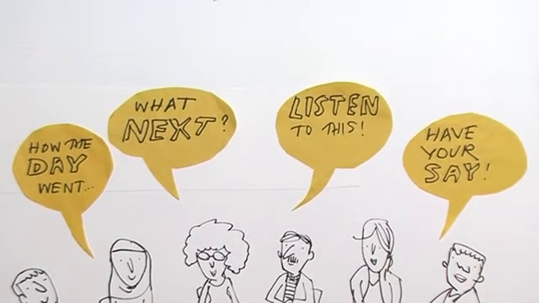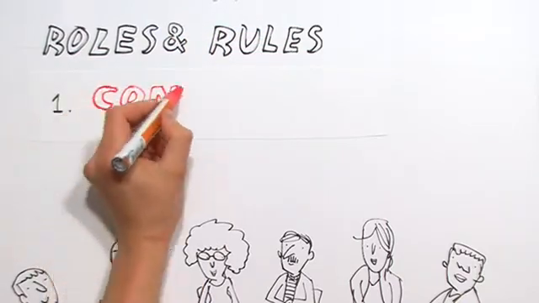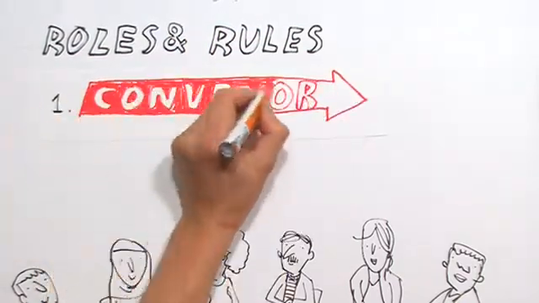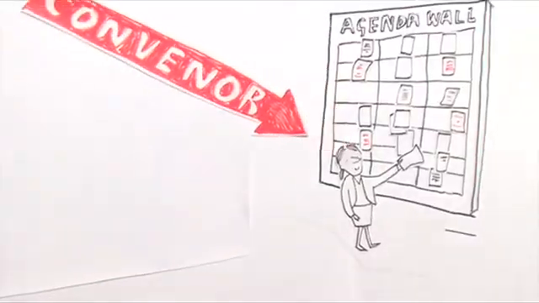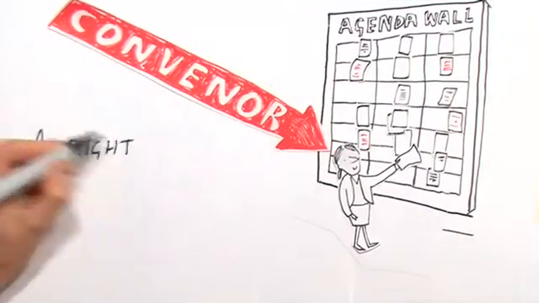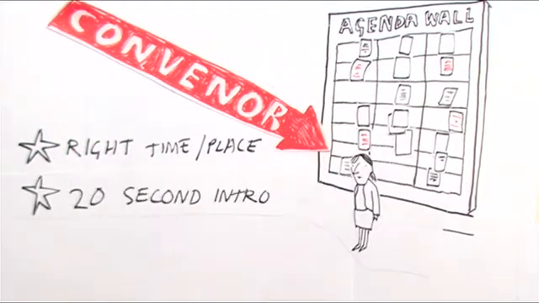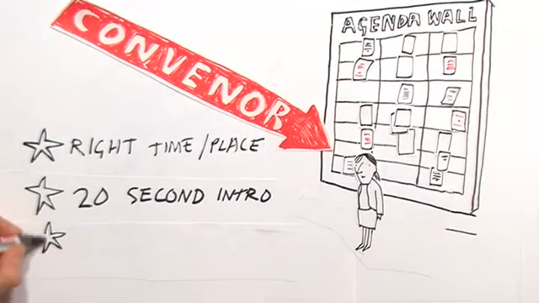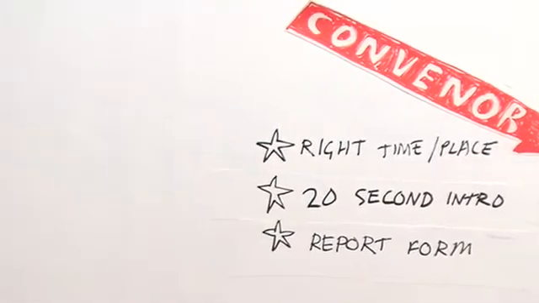There are some roles and rules about OpenSpace. I'll just quickly run through those. First role is convener. If you fill in a bit of paper and schedule a session, that makes you a convener. Three or four things: turn up on time in the right place, kick it off with a 20-second contribution about why you've raised it and why you think it's important, and make sure that you or someone else fills in a report form from the event and puts it on the feedback wall.